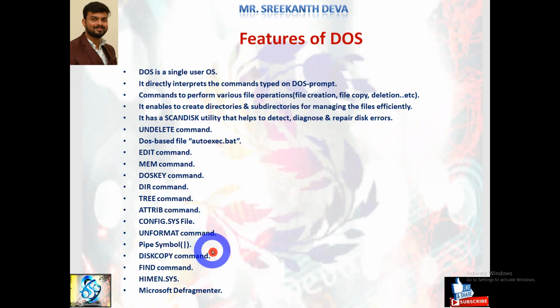Next, DOS enables the user to set different attributes or properties on files with the attrib command. What is that command? The attrib command. The attrib command is nothing but DOS enabling the user to set different attributes or properties on files with attrib. Simply, we can call it attribute.